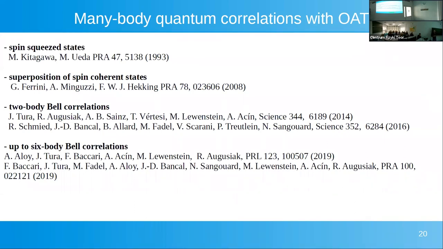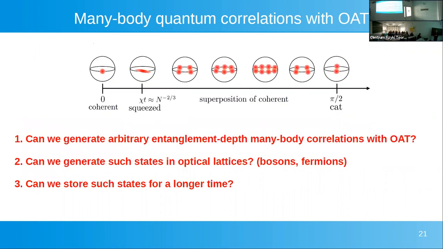And it dates back to 1993, when it was shown that the states can be squeezed. Next, in 2008, it was shown that superpositions of the coherent states appeared. Later, there were works by Rembold about generation of two-body and about six-body correlations in the system. And we asked the question, if you can generate it with OAT.